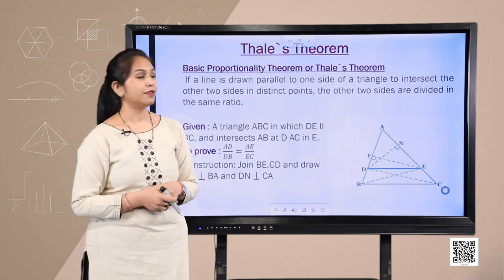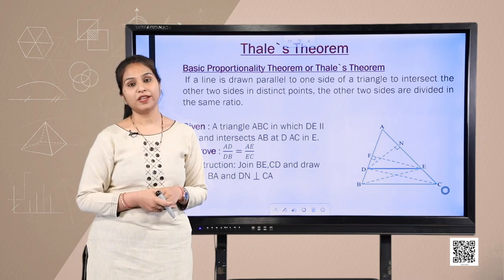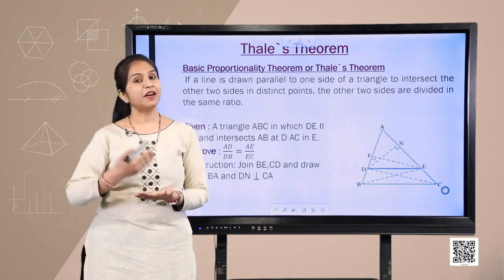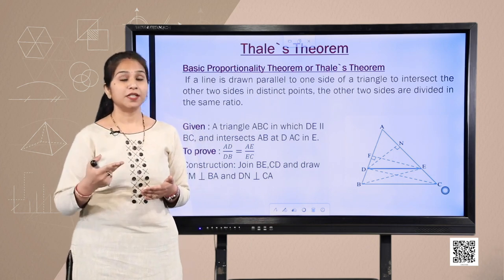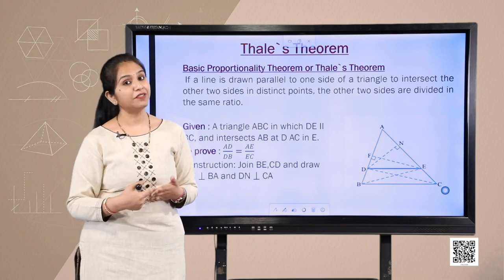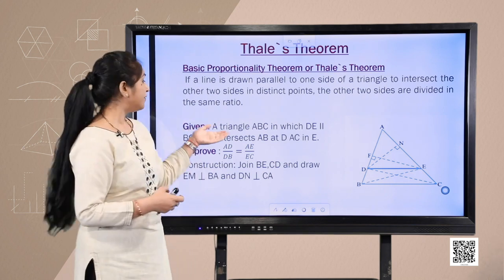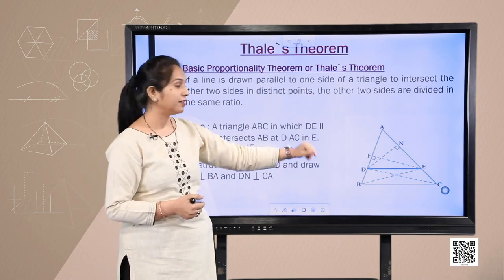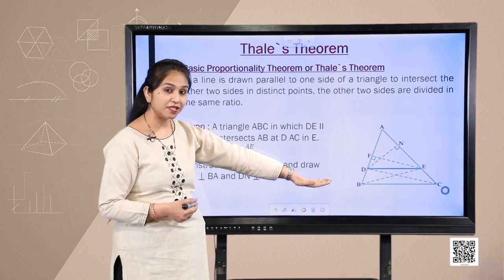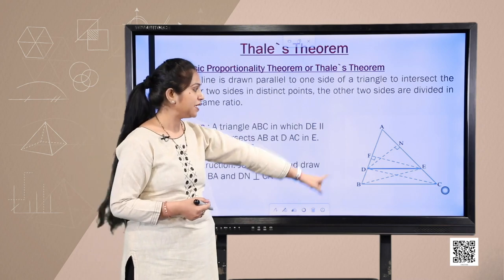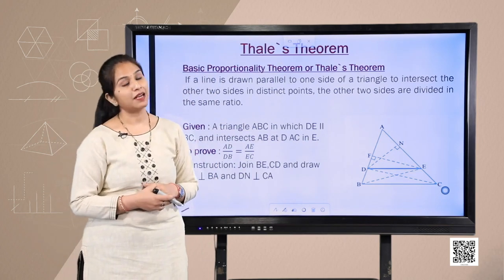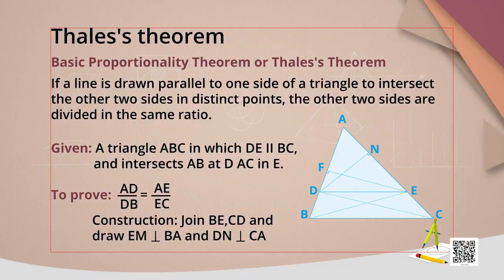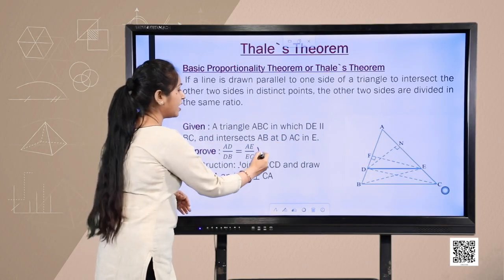So let us understand this theorem. Children, whenever we are doing any theorem or any proof, we have to write down all the things step by step. We will write down what is given, what we have to prove, what we do under construction, and after that we will start the proof. So here, given: in a triangle ABC, the line DE is parallel to line BC. These are the things given to us, and it intersects AB and AC at two distinct points, that is point D and point E. And what we need to prove is that it divides the other two sides in an equal ratio, meaning we have to prove AD upon DB equals AE upon EC. This is what we have to prove.